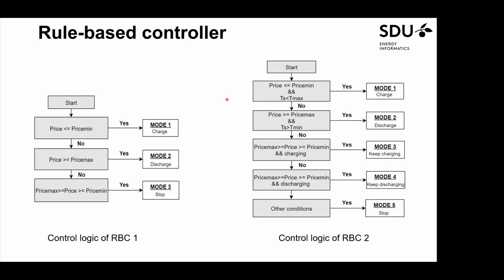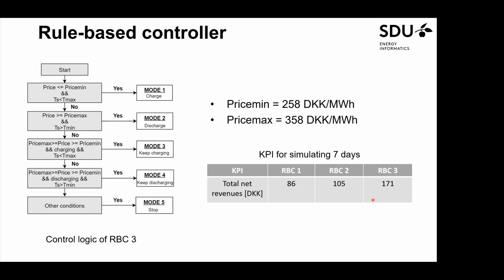storage. Therefore, we also take into consideration the difference between the storage temperature and its maximum and minimum temperature, and also observe what the previous step was, whether charging or discharging. Based on this, we end up with 5 different operation modes, and eventually this leads to the last controller, rule-based controller 3. You have 5 operation modes as well, where you can charge, discharge, keep charging, keep discharging, or stop.